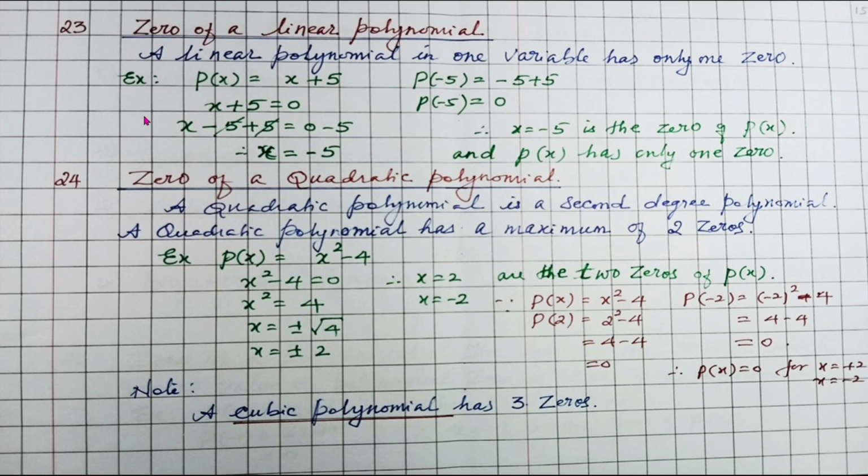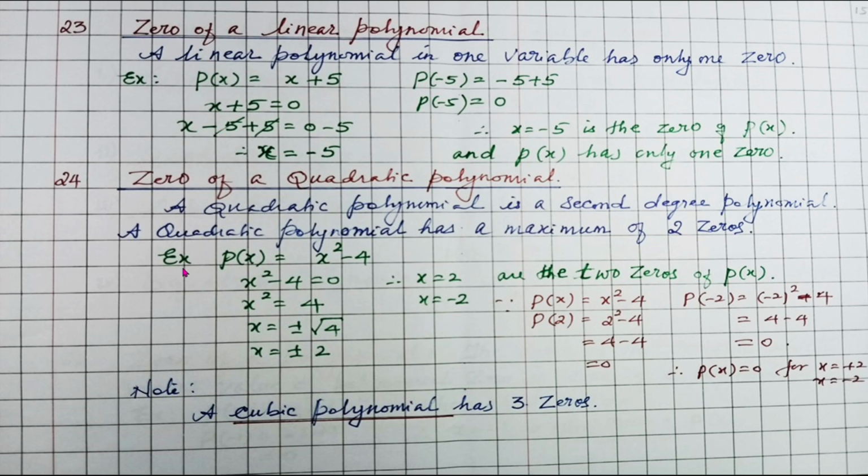and the p of x has only 1 0. Therefore, remember, the linear polynomial is having only 1 0. There is no other value of x which makes the value of the polynomial 0. Therefore, a linear polynomial in one variable has only 1 0. Remember that. Now, 0 of a quadratic polynomial. A quadratic polynomial is a second degree polynomial, and therefore, a quadratic polynomial has a maximum of 2 zeros. Therefore, it is very clear that the degree of a polynomial will determine how many zeros. If I take a linear polynomial, it is a first degree polynomial, therefore only 1 zero. A quadratic polynomial is a second degree polynomial, it has got a maximum of 2 zeros.